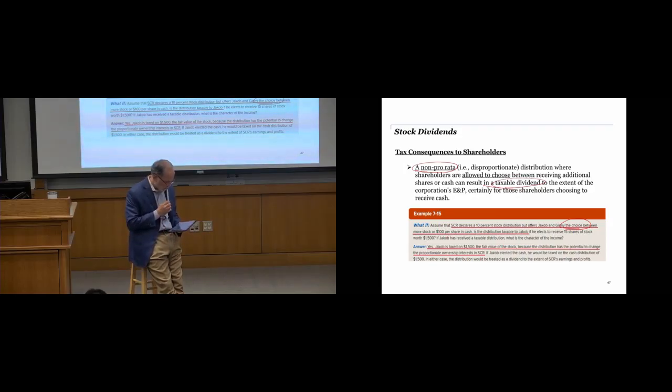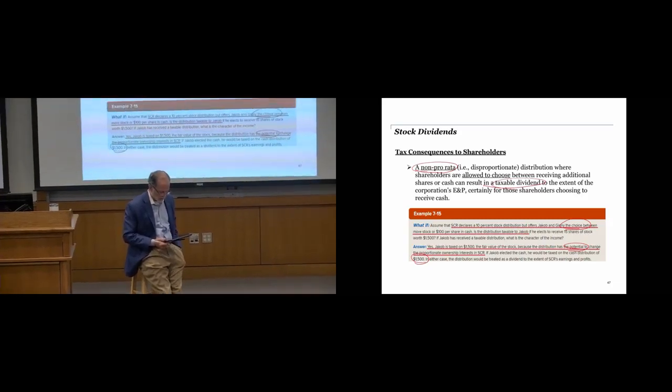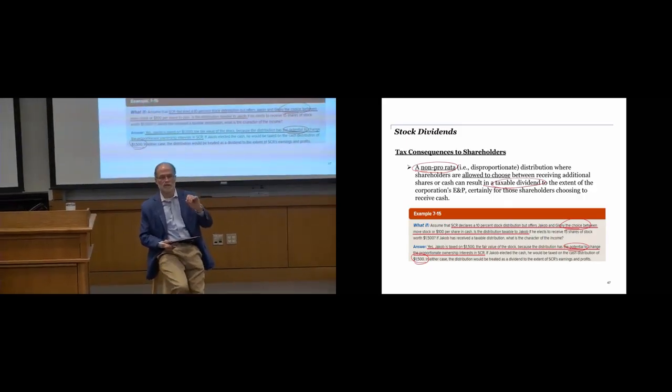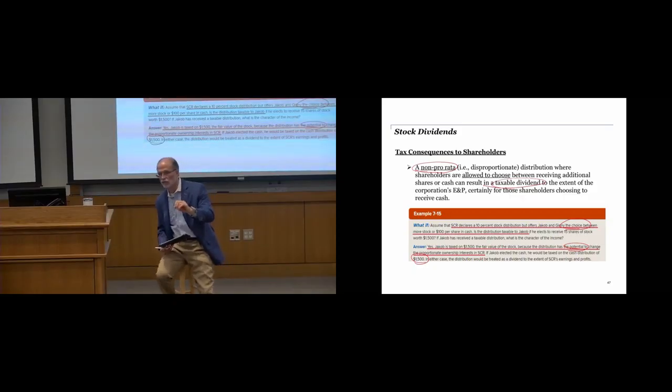Yes, Jacob is taxed on $1,500, the fair value of the stock, because the distribution has the potential to change the proportionate ownership interest in SER. If Jacob elected the cash, he would be taxed on the cash distribution of $1,500. In either case, the distribution would be treated as a dividend to the extent of SER's earnings. I think here it's the mere presence of the ability to elect that causes the gain to be taxed.